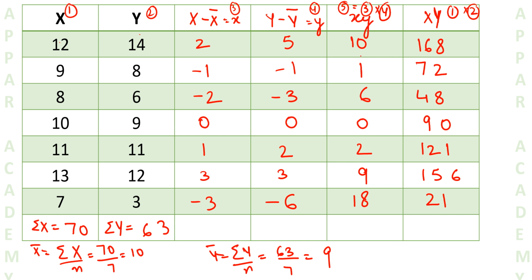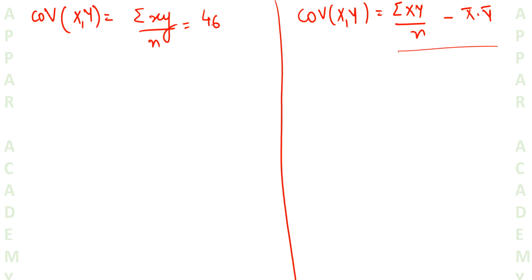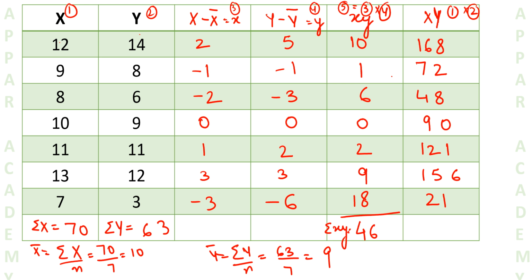So summation xy upon n. For that we need the sum of column number 5. Right? So all we need is to add it up. 10 plus 1, 11. 11 plus 6, 17, 18, 19, 28 plus 18, 46. So this is our summation xy. And n we know is already 7. So putting it over here, this is 46 upon 7, which is 6.57.